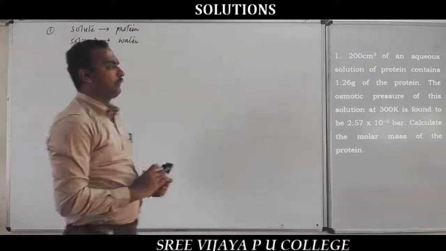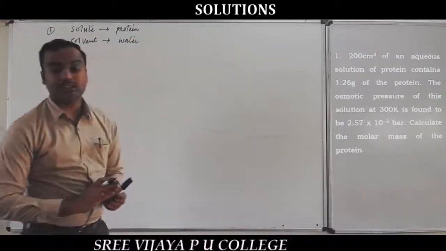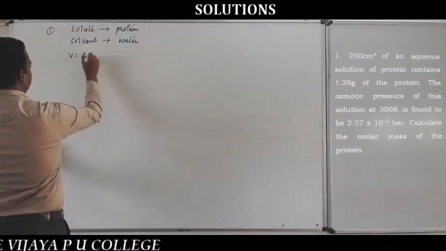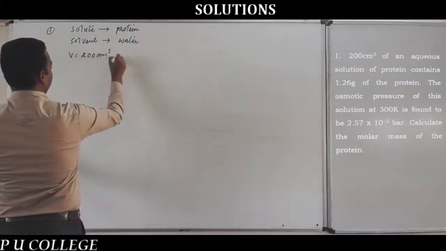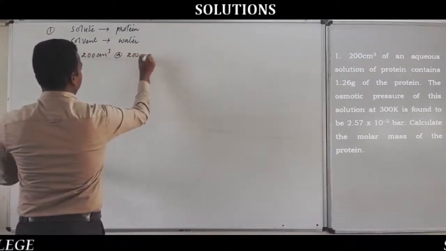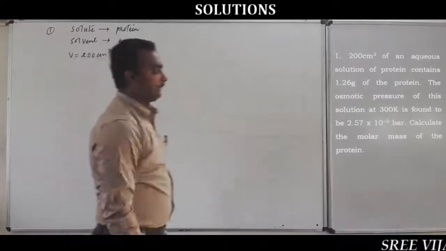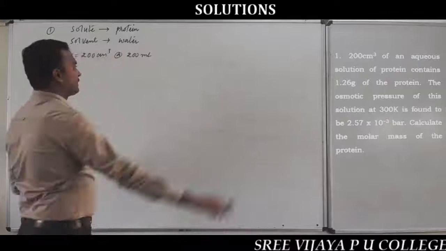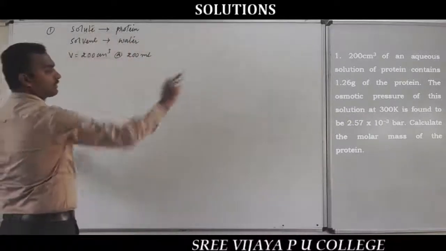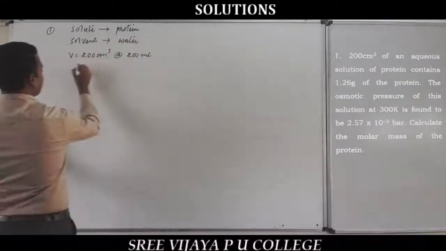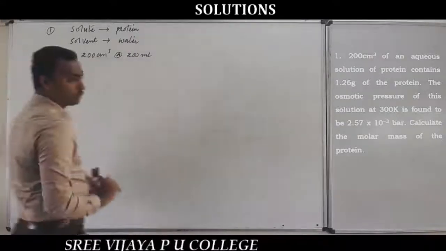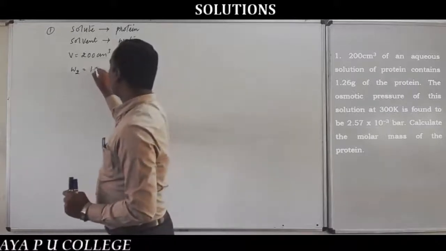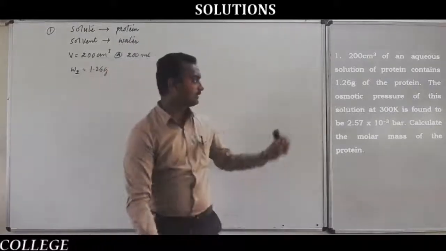200 cm cube of aqueous solution of protein, that is the volume of solution. So volume of solution is equal to 200 cm cube, that is 200 ml. And it contains how much protein? 1.26 gram of the protein. Protein is the solute, so that is the mass of solute, W2. W is the mass, 2 is referred for solute. That is W2 is equal to 1.26 gram.